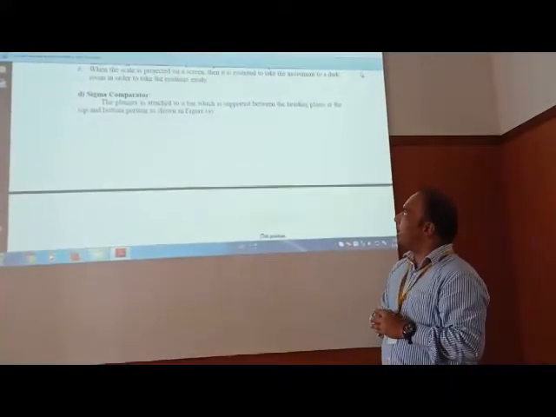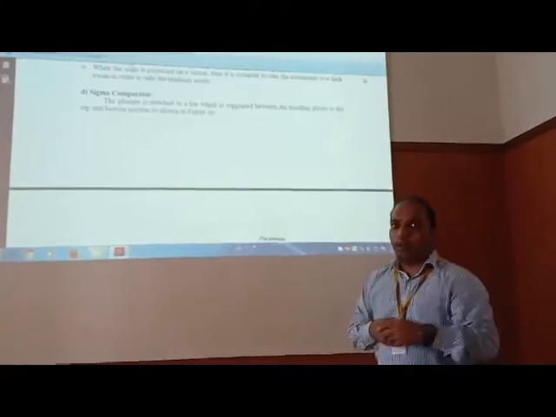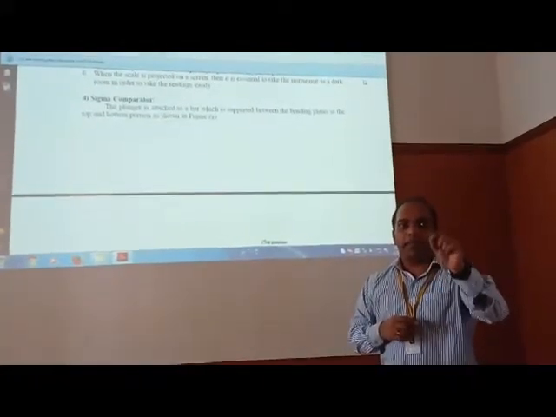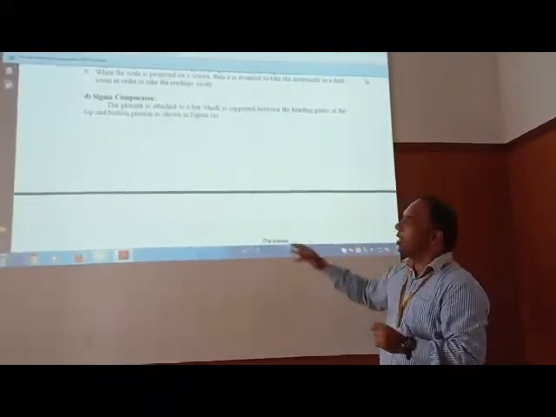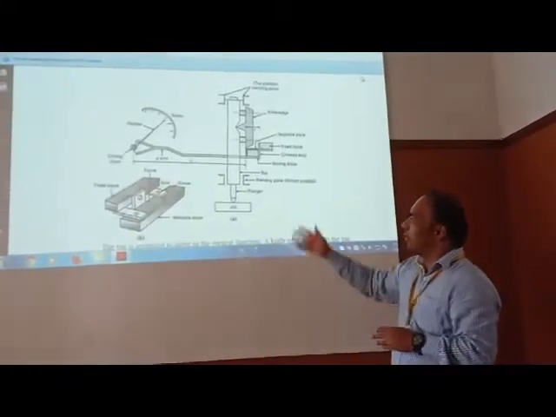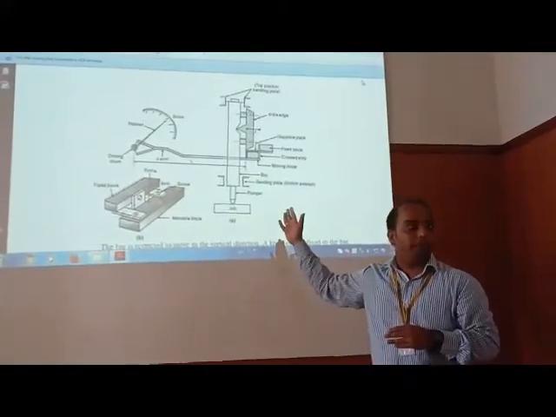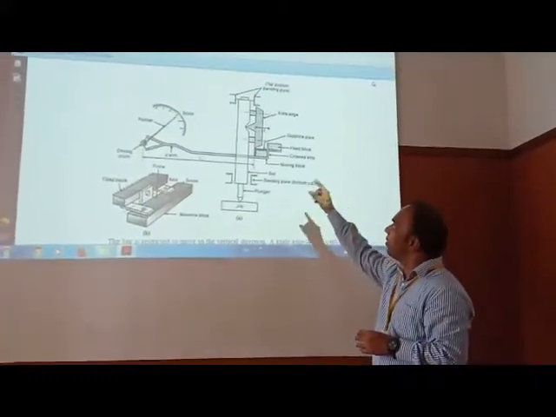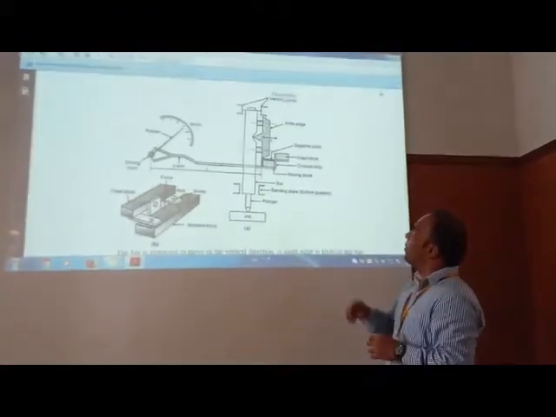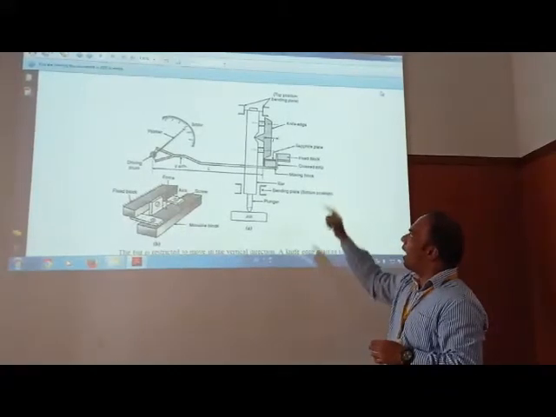The plunger is attached to a bar which is supported between bending plates at the top and bottom portions. Already you have written these statements during our lecture. Let us see it in the diagram. Yes. Now the diagram is self-explanatory. On the top position there is a bending plate. A knife edge component is attached.